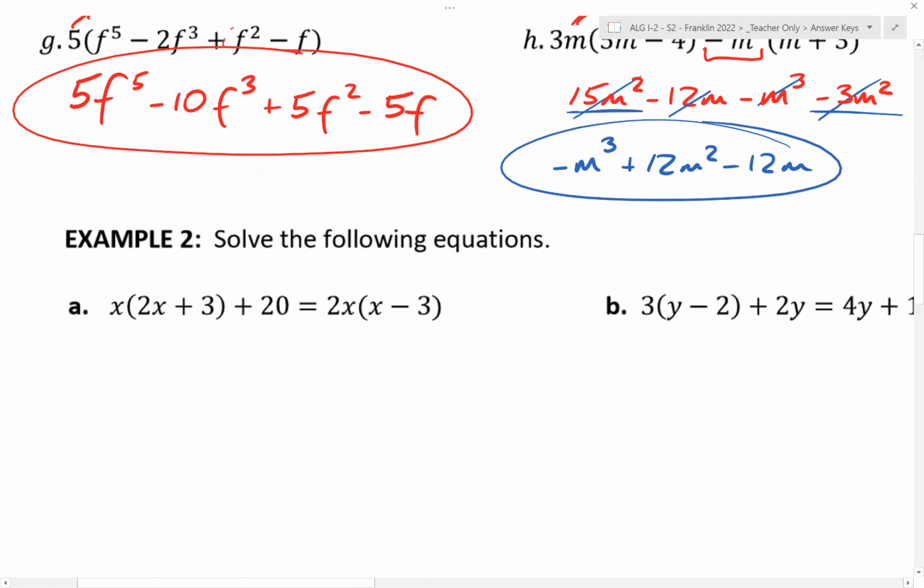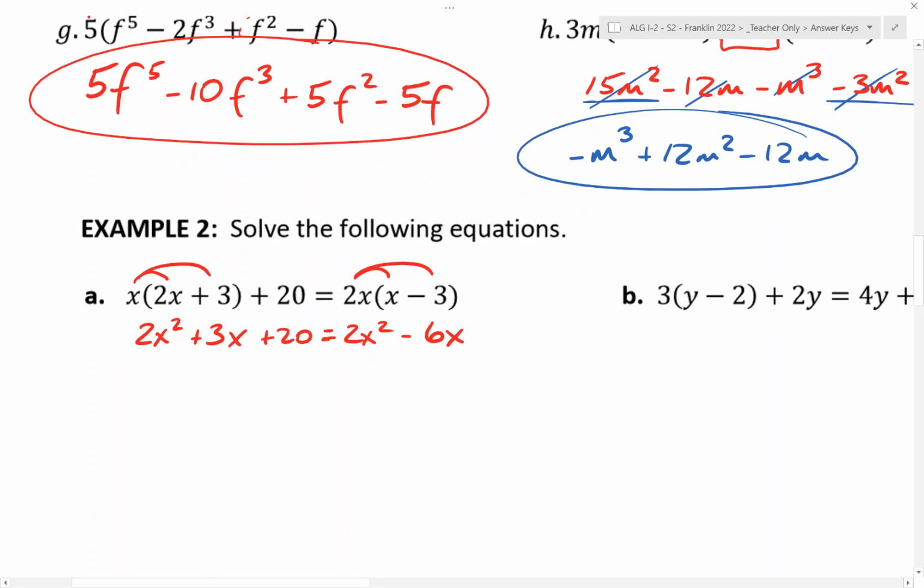So we've got x times 2x plus 3 plus 20 equals 2x times x minus 3. So let's go ahead and distribute here, distribute here. So 2x squared plus 3x plus 20 equals 2x squared minus 6x. It's going to be very helpful when you're solving equations or simplifying polynomials that you keep your work very neat. You want to line up all these things together. That way you can really see what you've done and where you're going next.